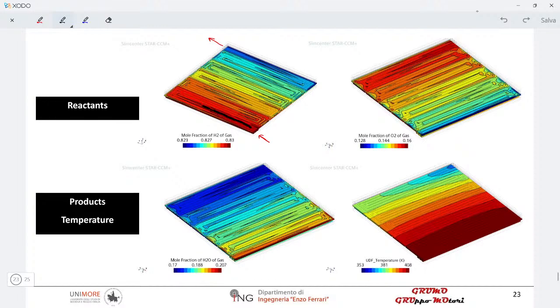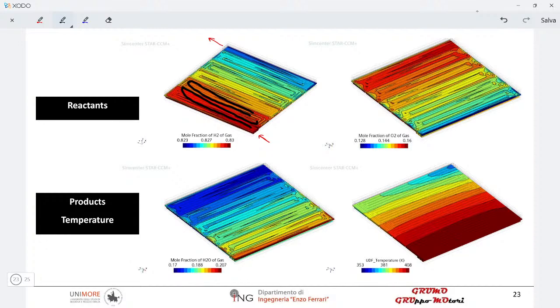This is the path of the fluid, okay? It is consumed moving from the inlet to the outlet, and the oxygen does the same, undergoes the same process, consumption. Water is formed, and temperature increases from the inlet to the outlet.